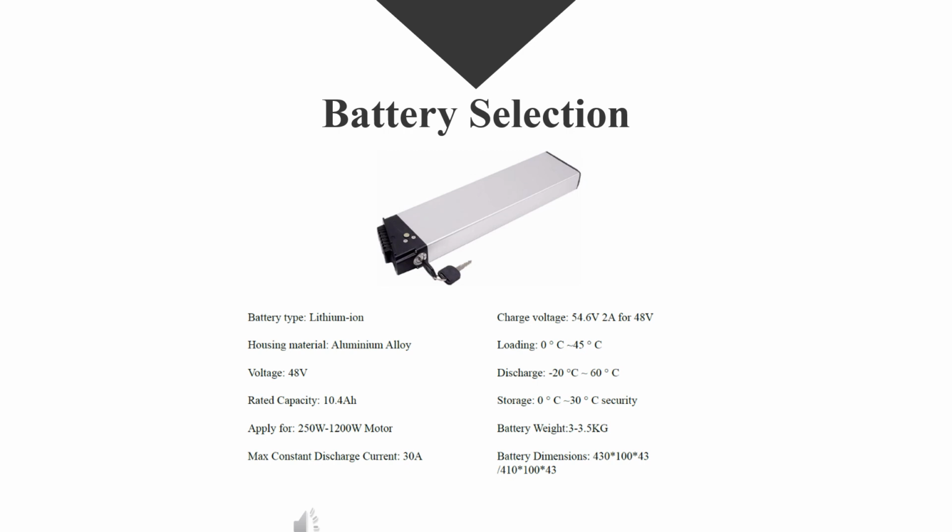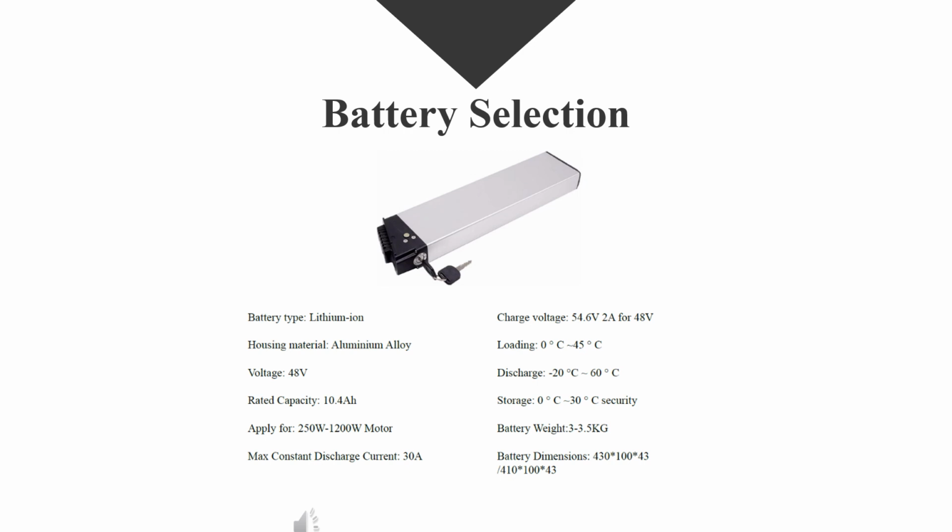Motor power range: the battery's adaptability and capability to operate a variety of electric bike models with different power needs are demonstrated by its compatibility with motors ranging from 250 watts to 1200 watts. The battery's lifespan is extended and overcharging is prevented by the recommended charge voltage of 54.6 volts and 2 ampere charging current, which guarantees a secure and effective charging operation.